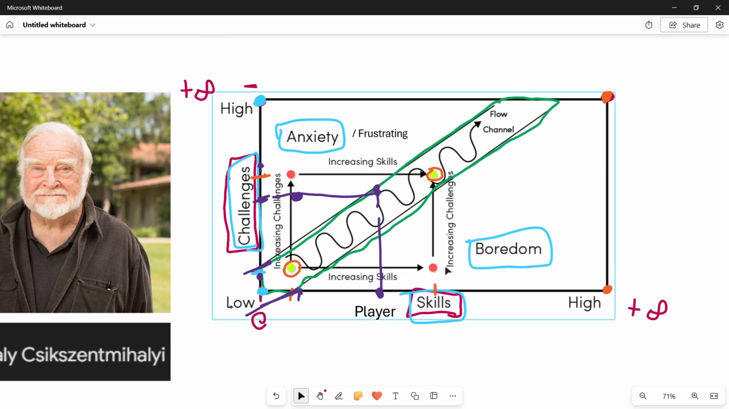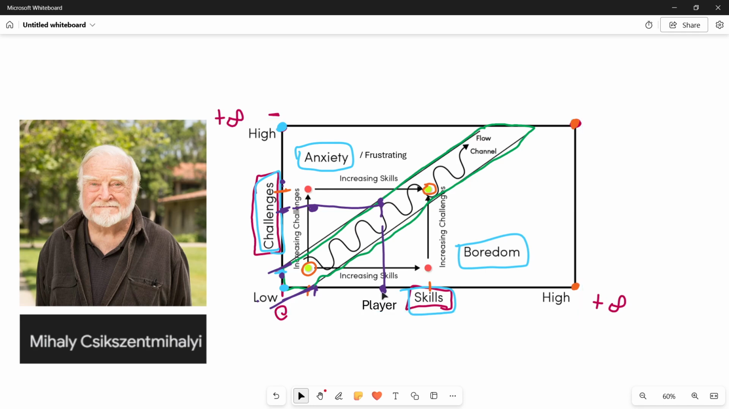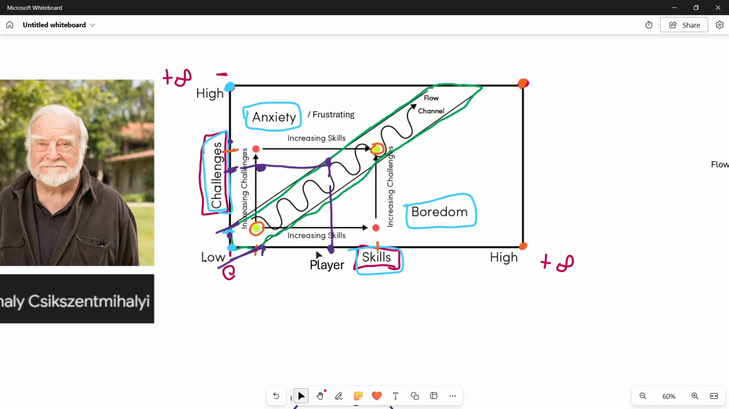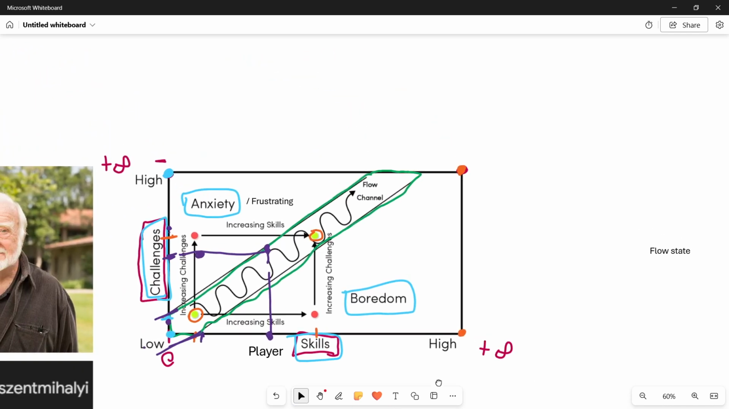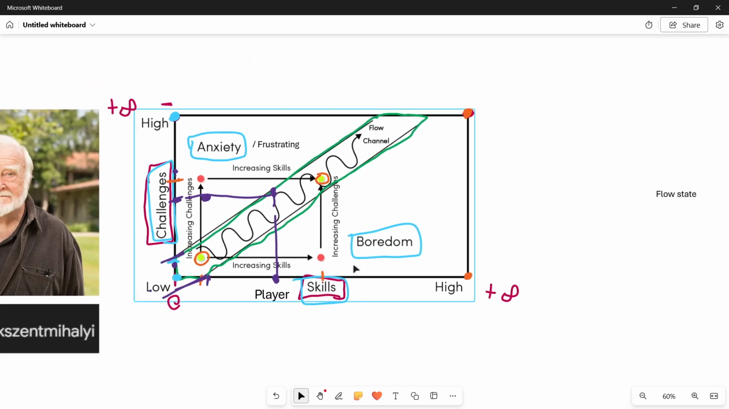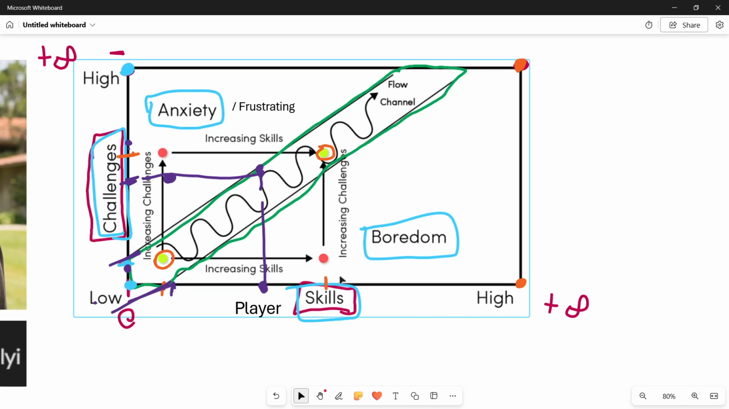Or for example, if you're over here in this other red point in which the player has a lot of skill, or not a lot of skills, but yes, significant skill, but the challenge that you are setting is way too low. So if you're in this point in which you have a good amount of skill, but the challenge is too low, it's going to be so easy that you're going to feel bored.